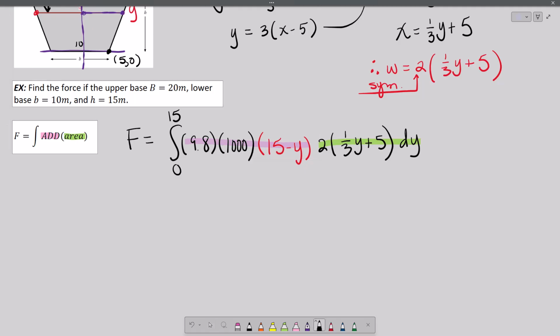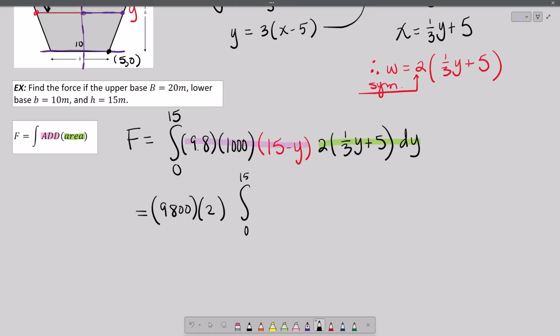Ask if you have a question on any of these steps. So we're going to factor everything out. Once again, we get that 9,800. Looks like we're going to factor out the 2 also. I'll just multiply them together. There might be some arithmetic that we need to do. So the only stuff that's left are these 2 parenthetical quantities. We'll FOIL those, get a polynomial, and integrate.